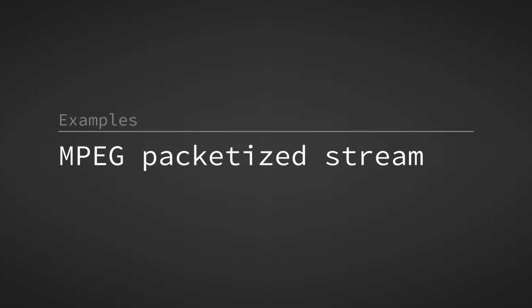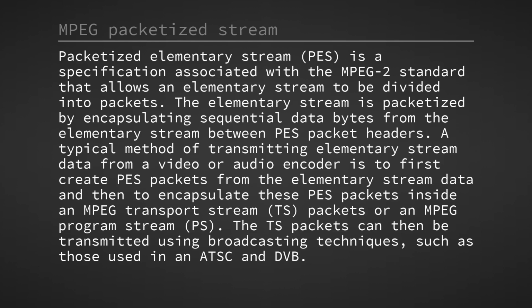MPEG packetized stream. Packetized elementary stream, PES, is a specification associated with the MPEG-2 standard that allows an elementary stream to be divided into packets. The elementary stream is packetized by encapsulating sequential data bytes from the elementary stream between PES packet headers.